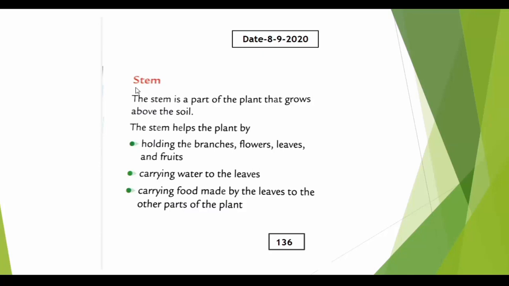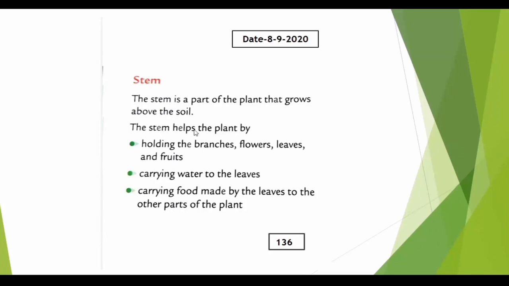Lean, start, my dear. Start with stem. S-T-E-M, stem. S-T-E-M, stem. Please be loud. Loudly you have to say. Repeat again. S-T-E-M. Very good. What is that? The stem is a part of the plant. Very good. That grows above the soil. Very good. Now the next line, can you read?